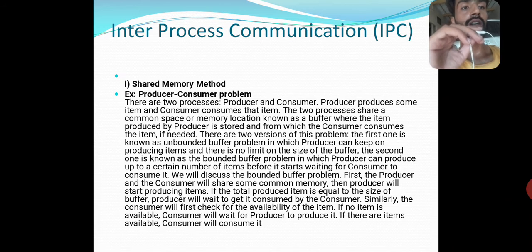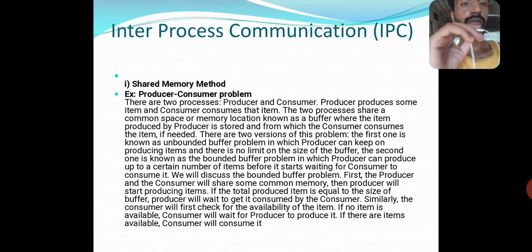There are two versions of the problem. The first one is known as the unbounded buffer problem, in which the producer can keep on producing items and there is no limit on the size of the buffer. The second one is known as the bounded buffer problem, in which the producer can produce up to a certain number of items before it starts waiting for the consumer to consume them. We will discuss the bounded buffer problem.